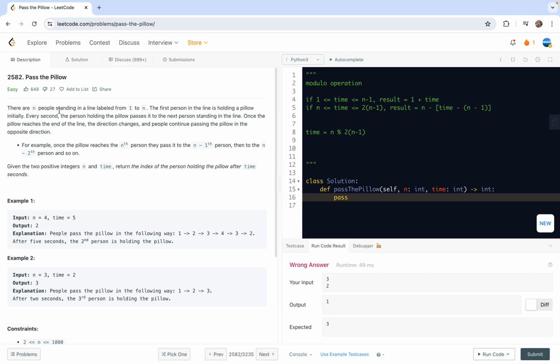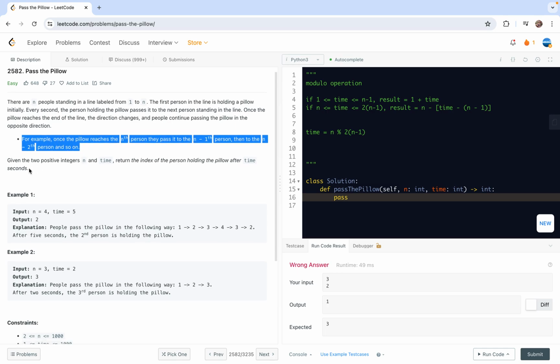There are n people standing in a line labeled from 1 to n. The first person in the line is holding a pillow initially. Every second, the person holding the pillow will pass the pillow to the next person. Once the pillow reaches the end of the line, you can understand this as a queue, the direction changes. Then the people continue passing the pillow in the opposite direction. So here is an explanation.